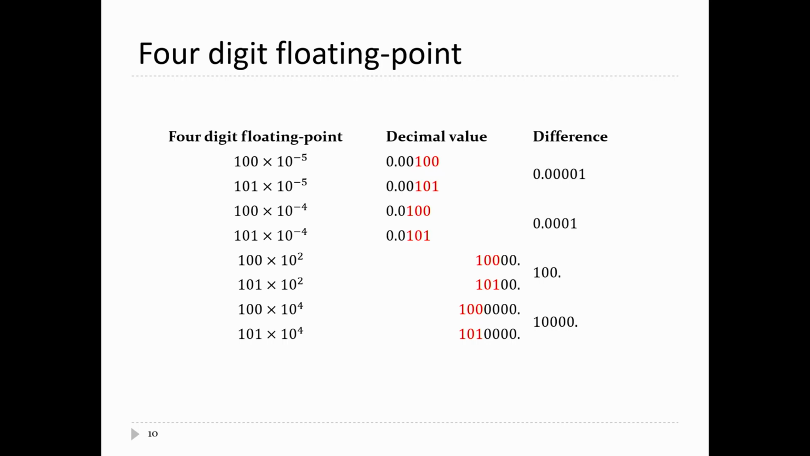So what else can you ask? You can ask, okay, so what's the next largest value? Well, the next largest value must be 101 times 10 to the -5. And so when I convert that to decimal, it's 0.00101. I can't represent any value between these two exactly. So I can't write down 0.001005, for example. That representation doesn't exist.